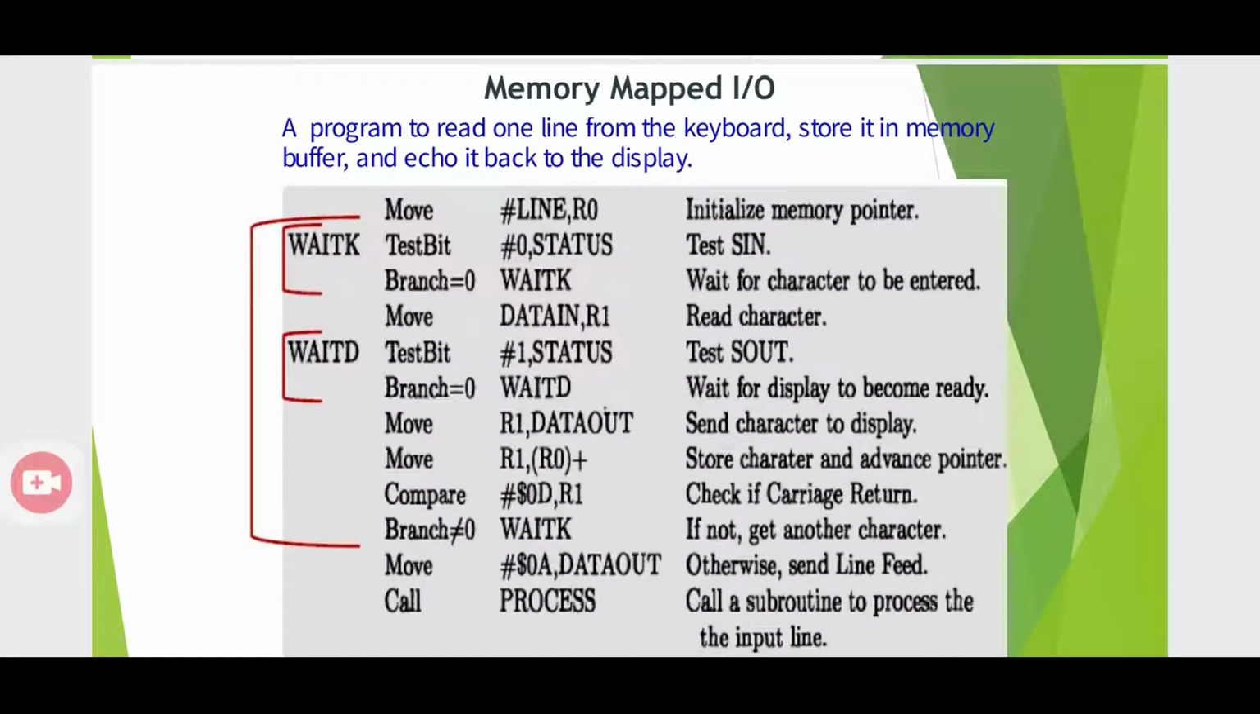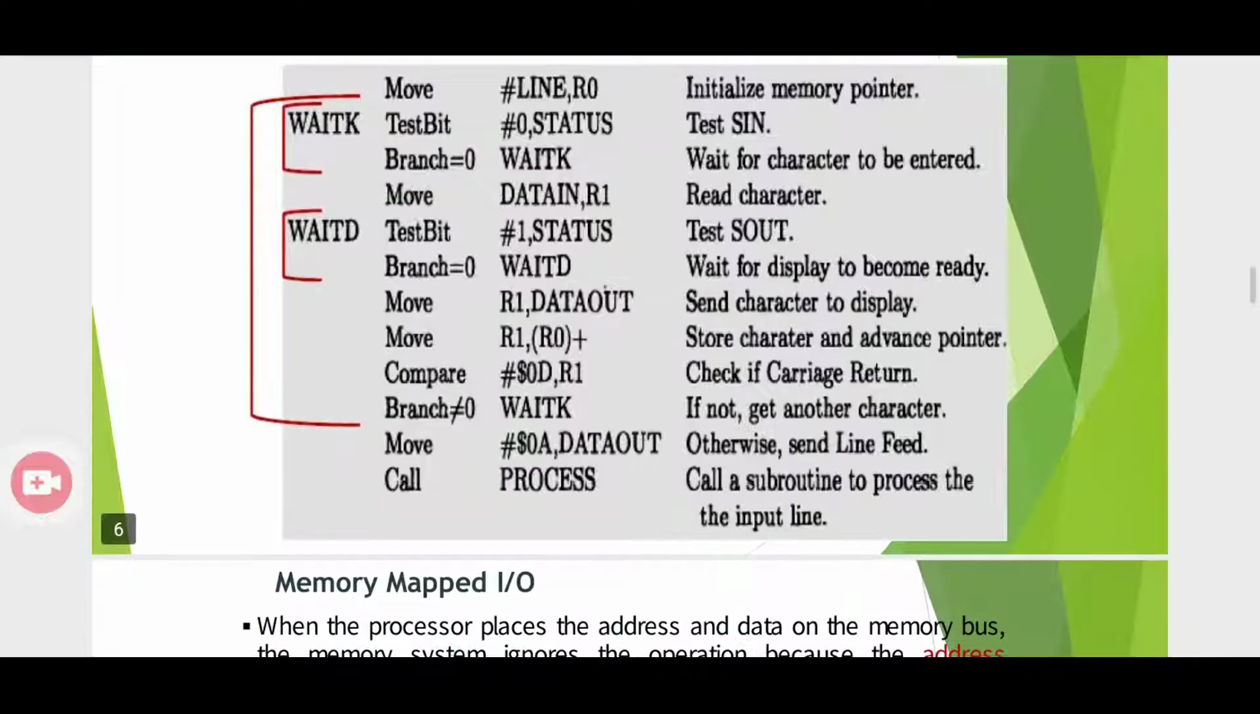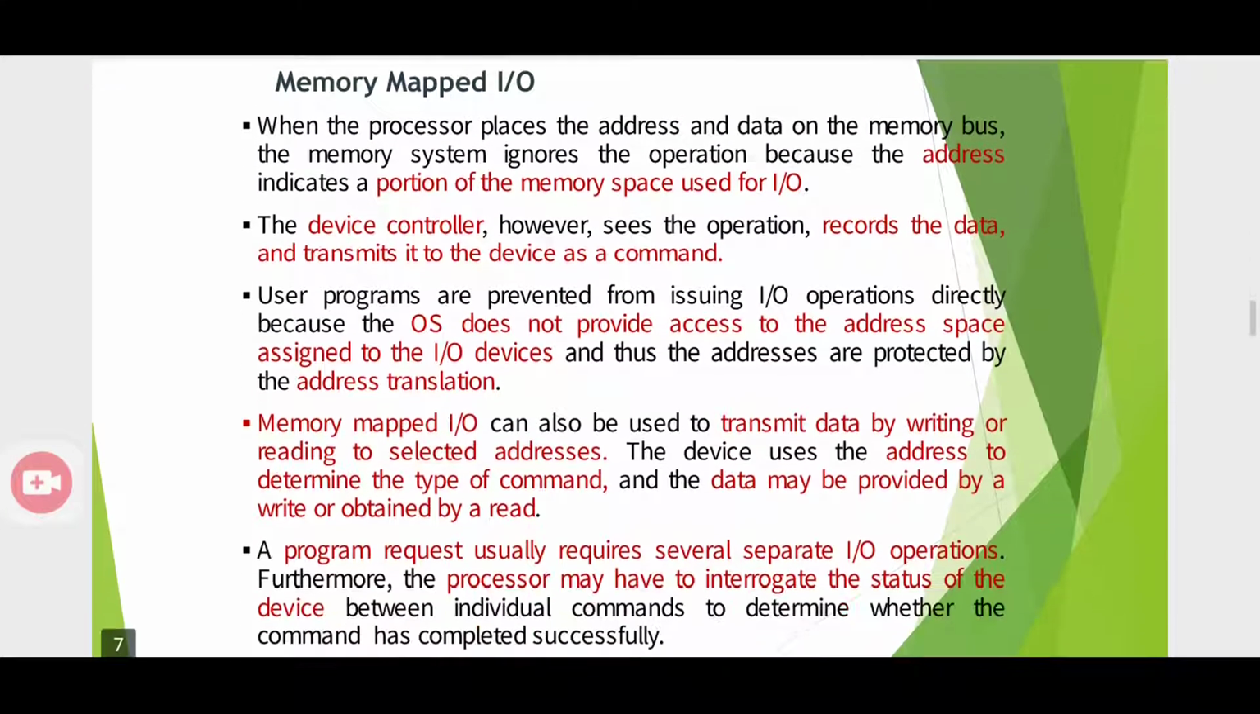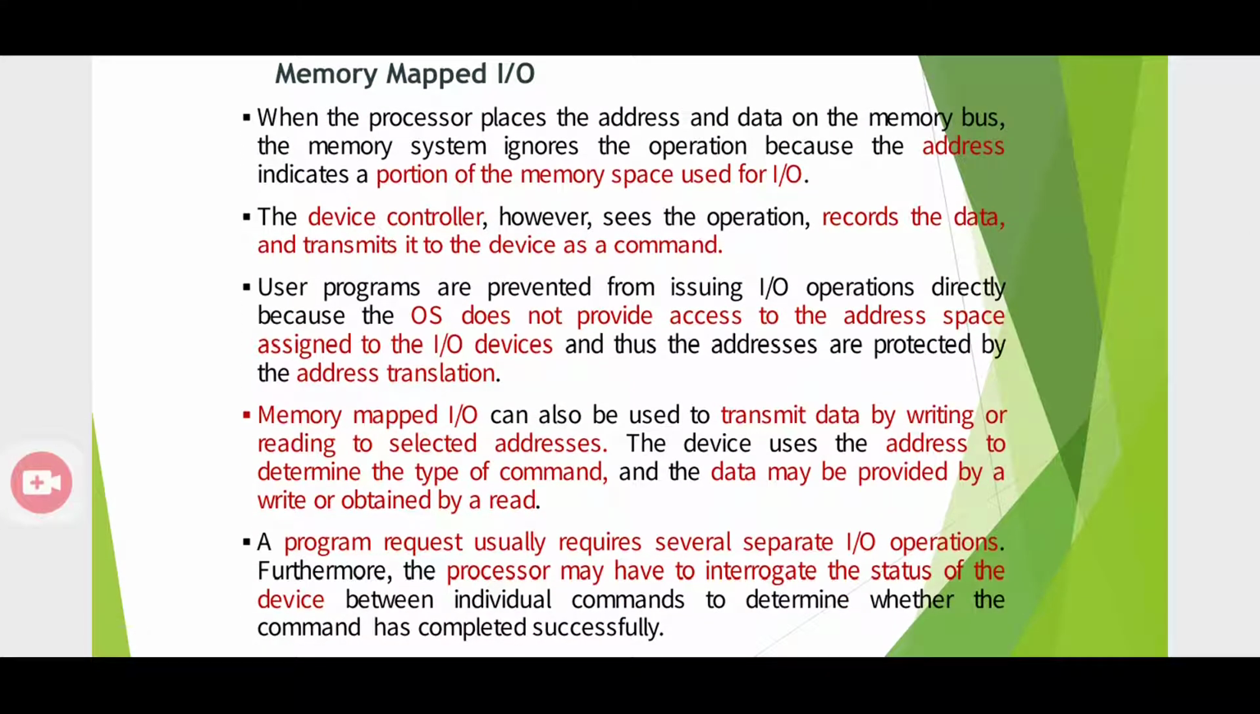This is a program related to memory mapped IO. No need to study it. We have already said memory mapped IO means memory and IO devices share the same address space. When the processor places the address and data on the memory bus, the memory system ignores the operation because the address indicates the portion of the memory space used for IO. The device controller, however, sees the operation, records the data and transmits it to the device as a command.